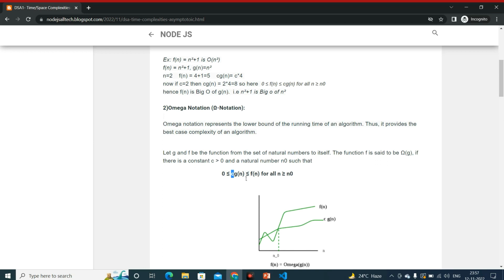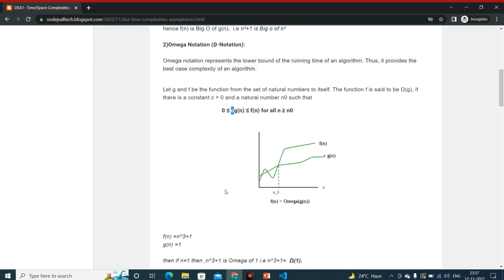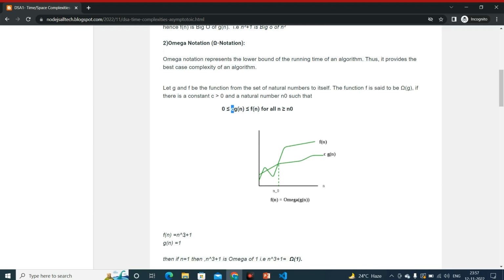So in this case f of n will always lie above the cg of n. For that, the example is f of n equals n cube plus 1 and g of n equals 1. Consider f of n equals n cube plus 1. Now I replace n by 1. If n is equal to 1, then f of n is equal to 1 cube plus 1, that is 2. Now f of n is equal to 2 and g of n is equal to 1. Hence n cube plus 1 is omega of 1.